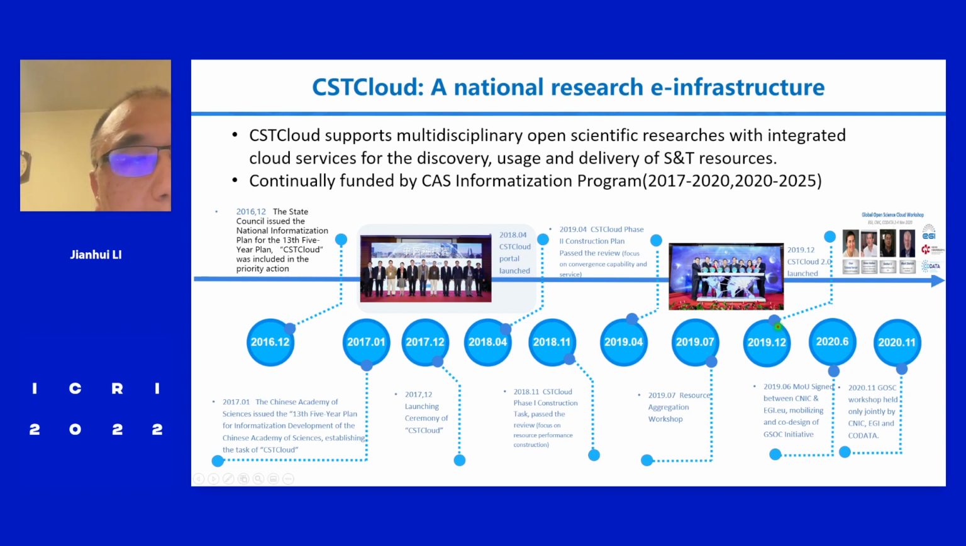So we started a project to build a national research digital infrastructure. We call it the China Science and Technology Cloud. It started in 2016, and the CSTCloud supports multidisciplinary open scientific research with integrated cloud services for discovery, usage, and delivery, and also data, computing, software, and so on. We continue to get funding from CAS from 2020 to 2025.